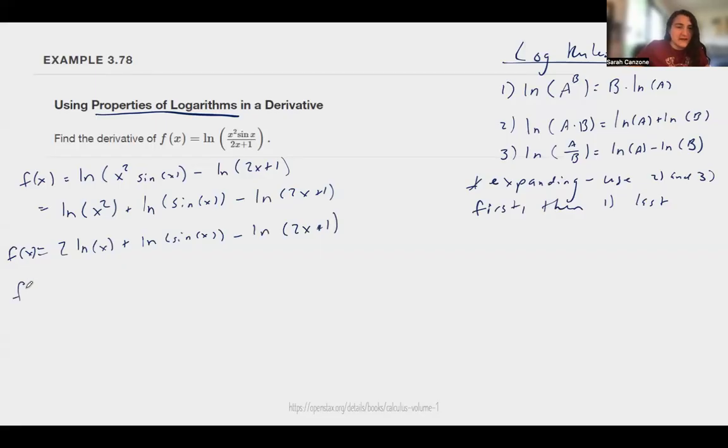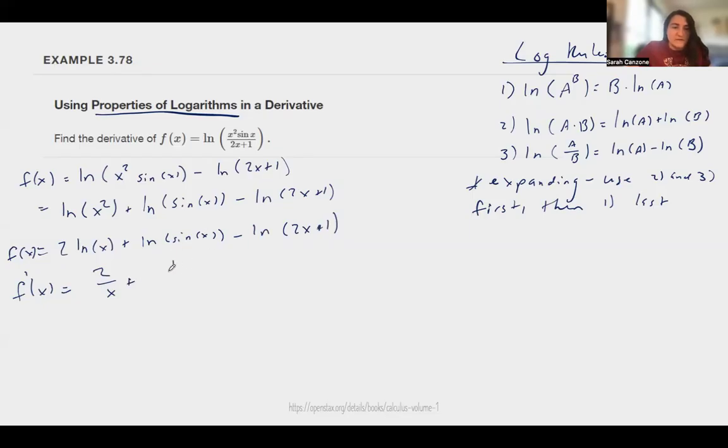Because now if you're taking f prime of x, you're taking the derivative of 3 different logs, and it makes it so much easier. For example, the natural log of x we know is just 1 over x for its derivative times 2. So 1 over x times 2 is 2 over x. So f prime of x is 2 over x for the derivative of 2 times the natural log of x, which is already so much easier than trying to take the derivative of this thing, which is a quotient and a product and a mess.